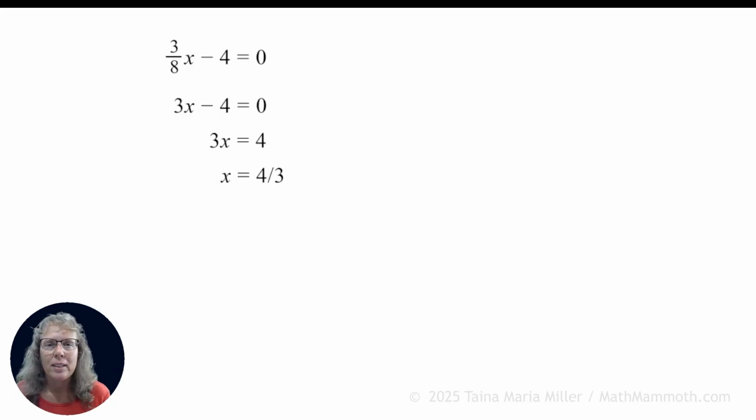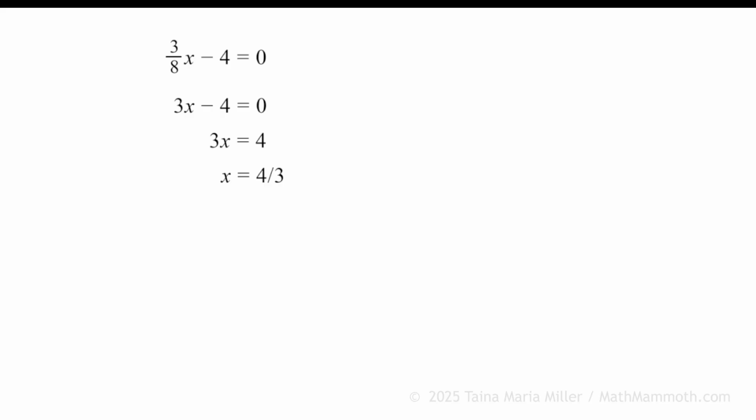Over here, is this equation solved correctly? Now, if I start checking this root, if I put 4/3 in place of this here, 3/8 times 4/3 minus 4, will I get 0 from here? The 3's cancel, and 4/8 is just 1/2. 1/2 minus 4 definitely is not 0. So no, it does not check. There's an error in the solution, but where?